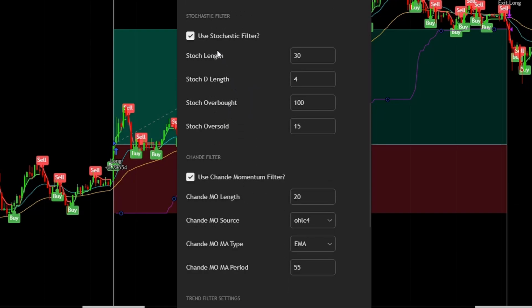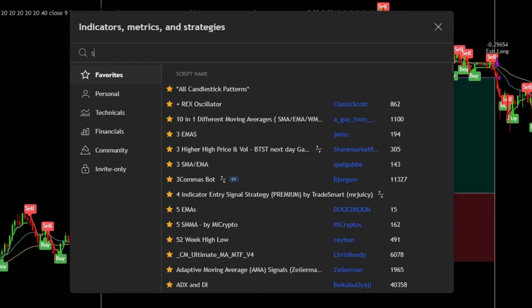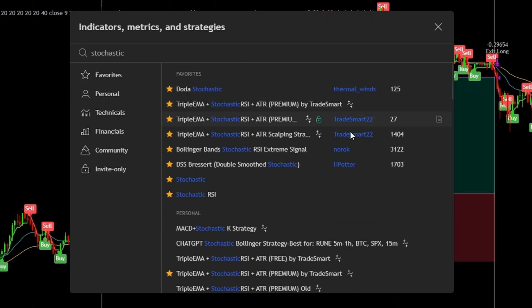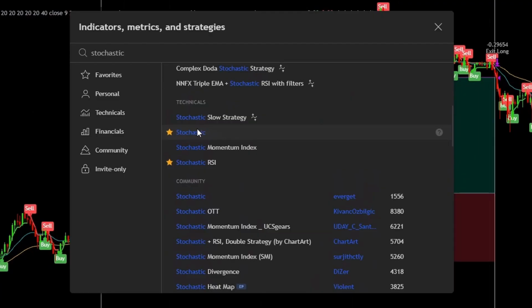What I did use though is the stochastic filter. So the stochastic and the channel momentum filter will be both momentum filters. Again, if you want to use either of them, just tick the box next to them. And let's see how the stochastic filter works. So add the stochastic to your chart. It will be this one, a built-in indicator.